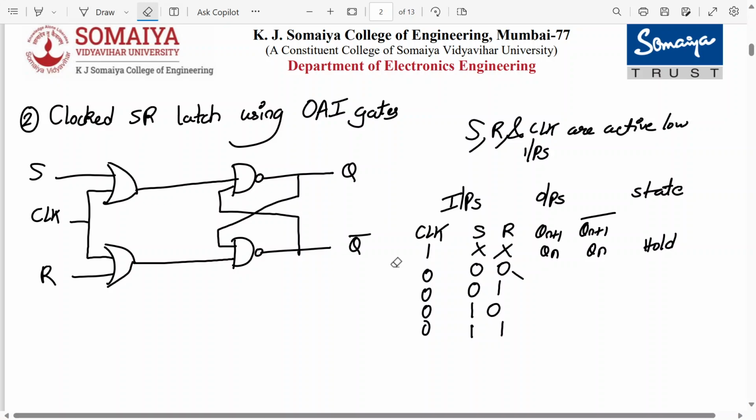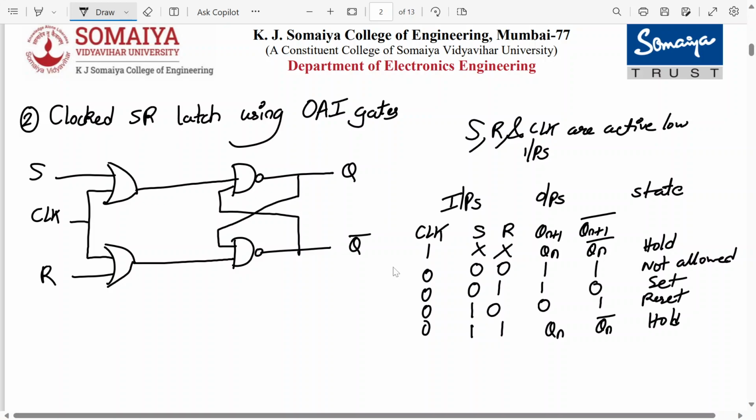Here tell me, 00 is hold state or 11 is hold state? You remember we have done this before in one numerical. So here 11 is hold state. It will hold the previous values. And 00 is not allowed, because it will give you the output 1 1. When S is 0, it will give output as 1. And when R is 0, it will give the output as 0. So this is set and this is reset. Alright, so now I hope you have completed the table.